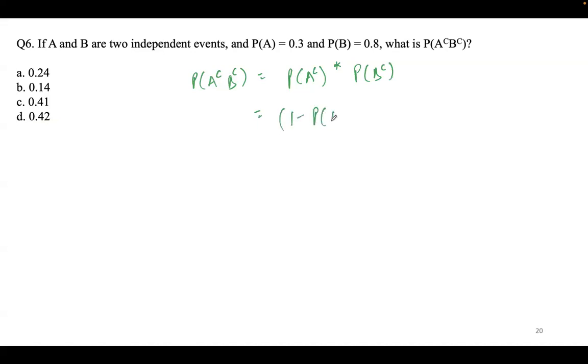And we know what complement means. 1 minus probability of A multiplied by 1 minus probability of B, right? So this is 1 minus 0.3 and this is 1 minus 0.8, 0.7, 0.2. So this is 0.14. All right, that's it. Okay, that was quick.